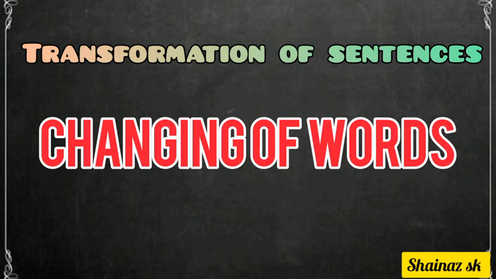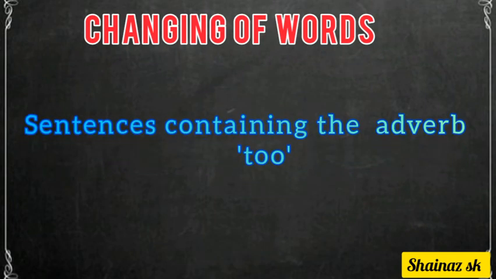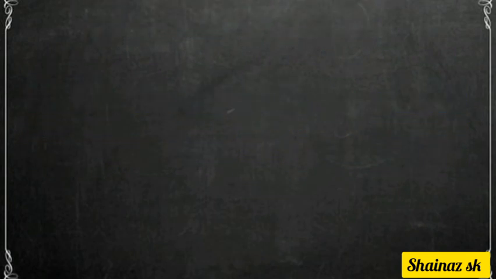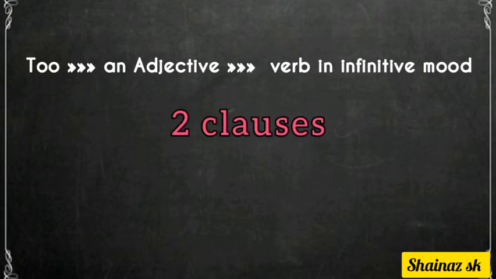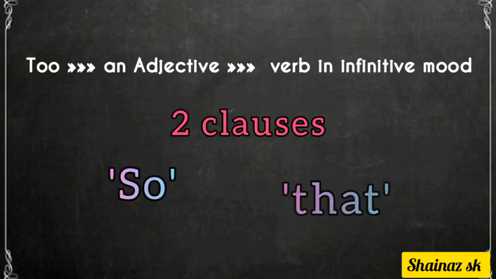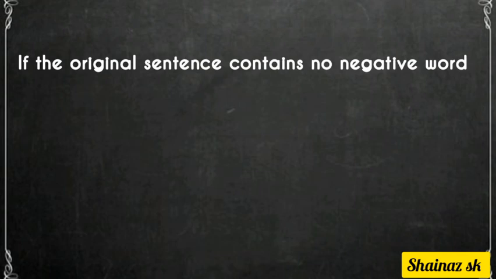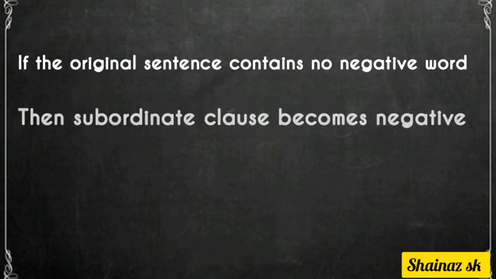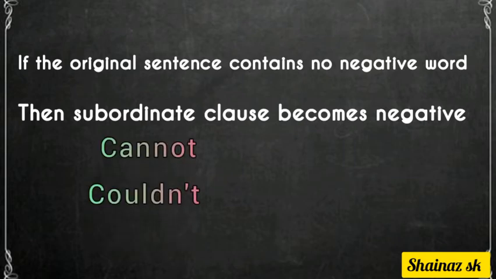Under changing of words, we will first see the sentences containing the adverb "too". If the adverb "too" is followed by an adjective and then by a verb in the infinitive mood, we expand the sentence into two clauses. The first containing "so" and the second beginning with "that". And if the original sentence contains no negative word, the subordinate clause becomes negative. To make the subordinate clause negative, we use "cannot" or "could not".